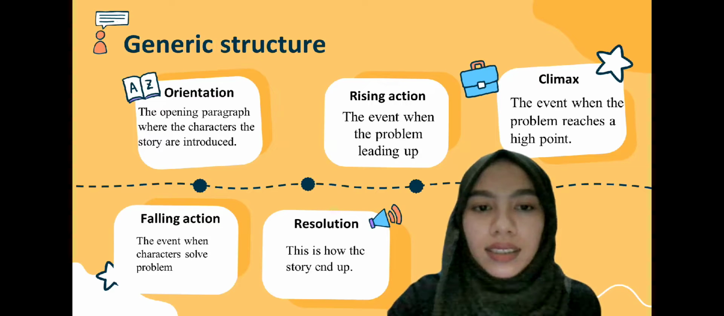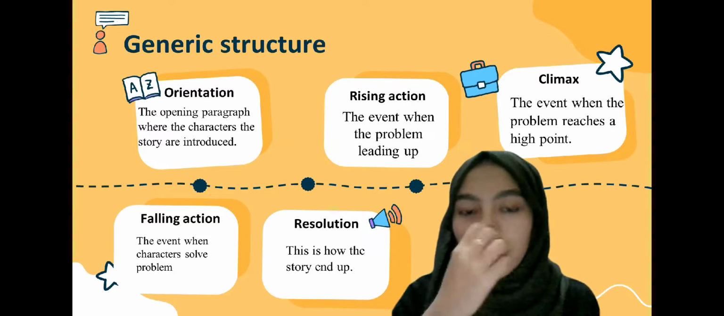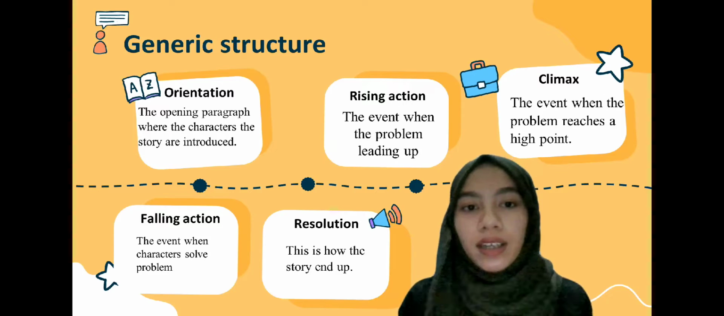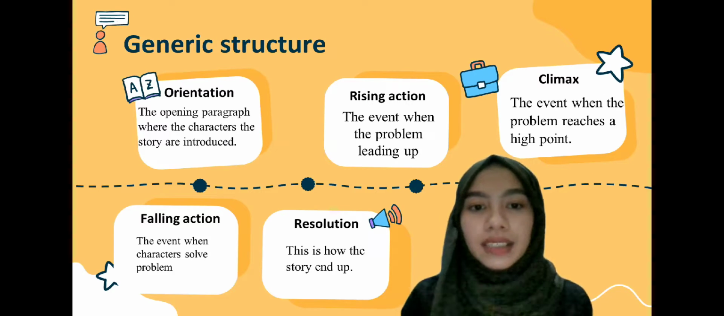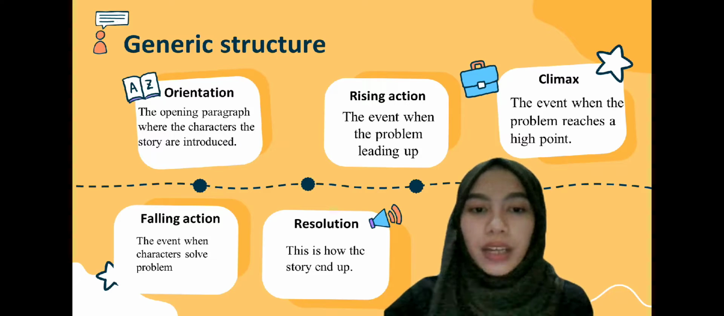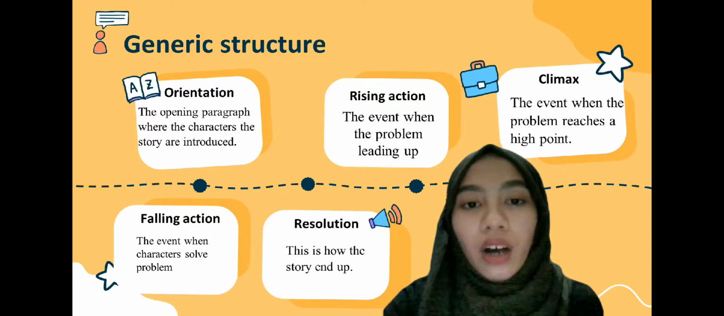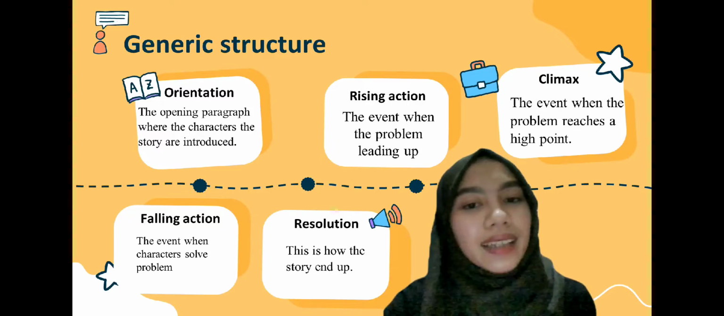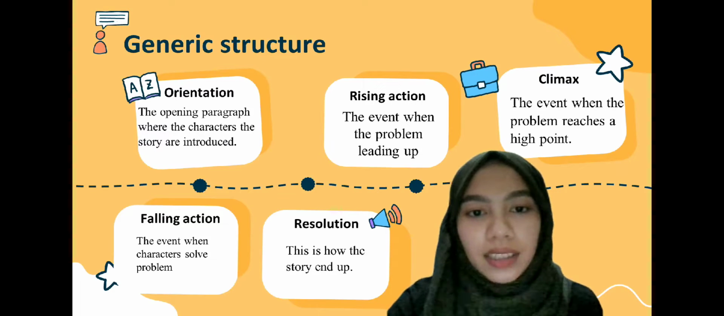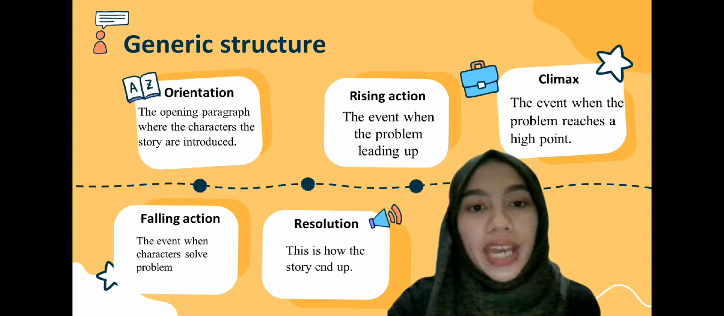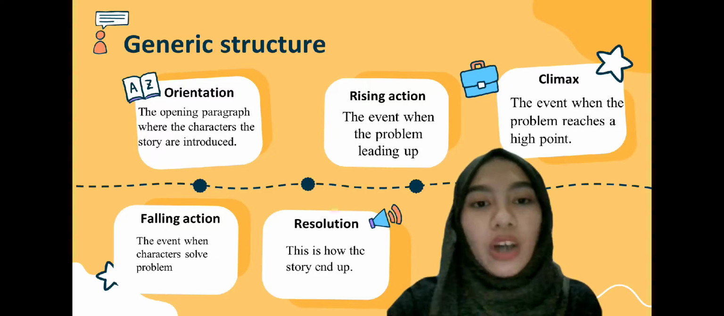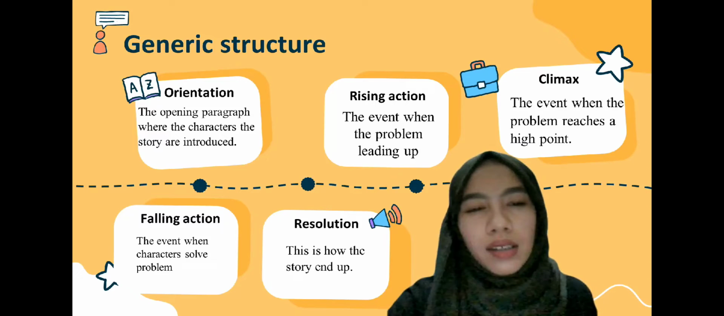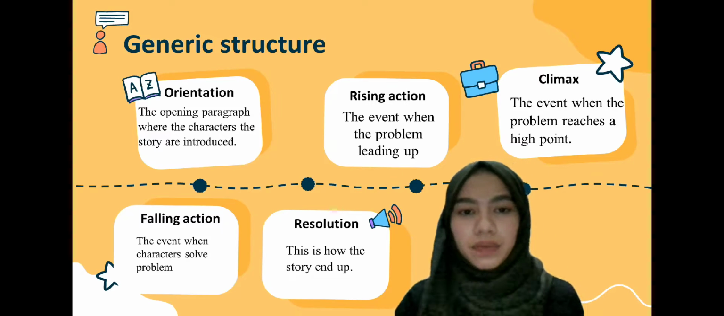And next is climax. So the climax is the event when the problem reaches a high point. In literary terms, the definition of climax is the highest point of tension in a storyline, often delivered by a confrontation between the protagonist and antagonist. A climax resolves the main conflict of the story and is the moment the main character reaches or fails to reach their goal.